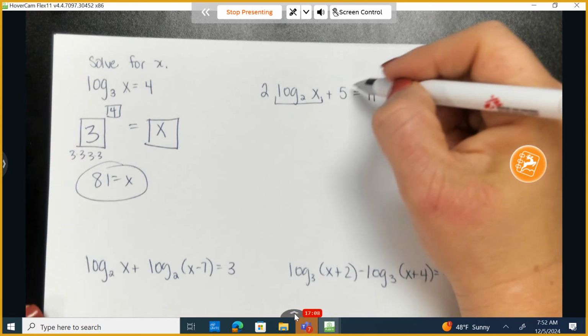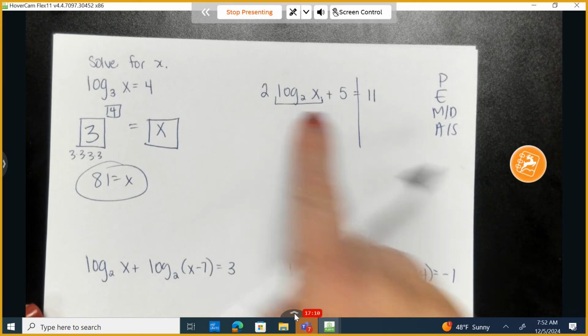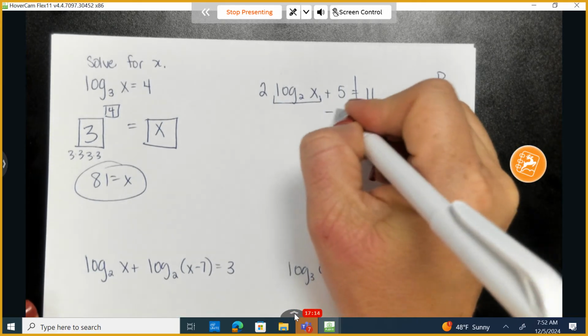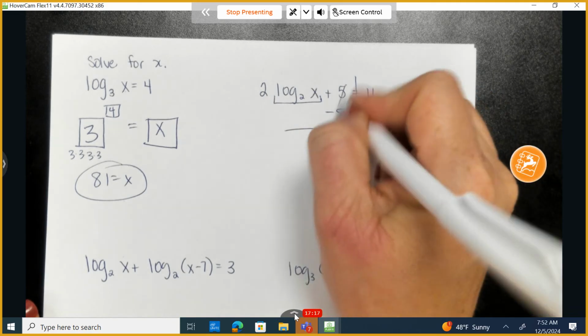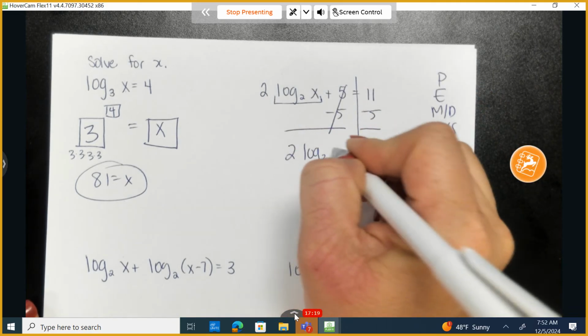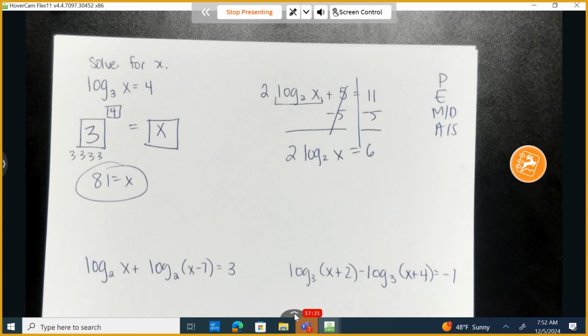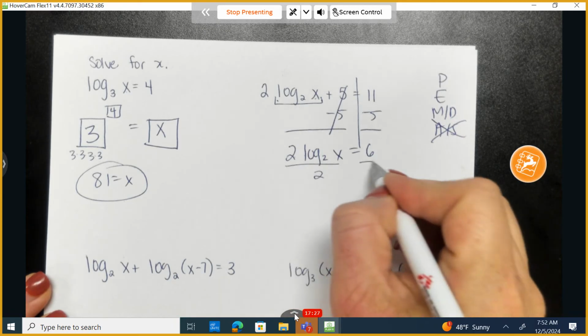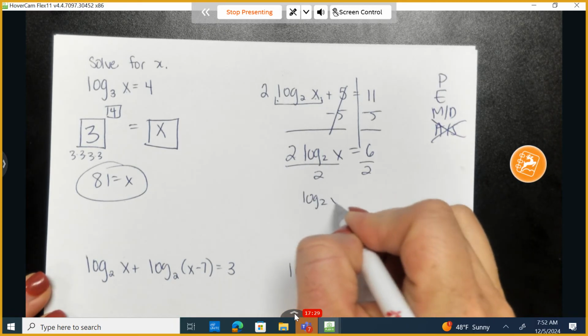So I ask myself, on the left side of the equation where this is contained, is there any adding or subtracting to get rid of? There's adding. Opposite of adding is subtracting. So 2 log base 2 of x equals 6. Is there any multiplying and dividing to get rid of so that this is by itself? There's multiplying. Opposite of multiplying is dividing. Log base 2 of x equals 3.